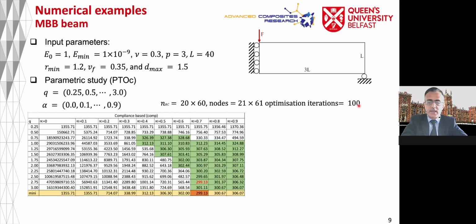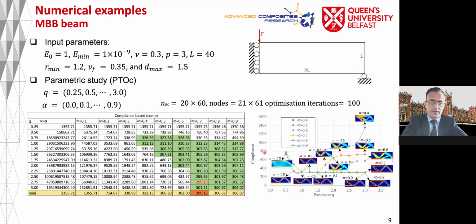So in this table, you can see that we have Q on this side and alpha on this side. The minimum value that you can see for the compliance is 299.13, and the green values are within 10% of this value. This means that for these values you can get a reasonable optimization geometry. In this figure, we are plotting all the values from 0.4 to 0.9 for alpha, and the parameter Q is from 0 to 3.